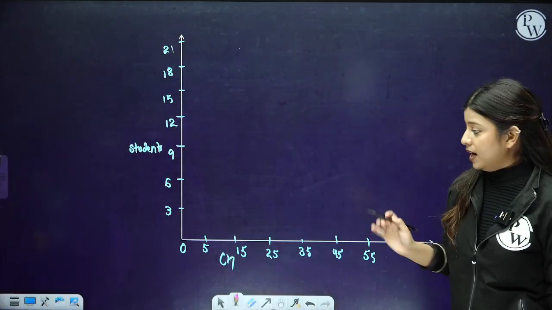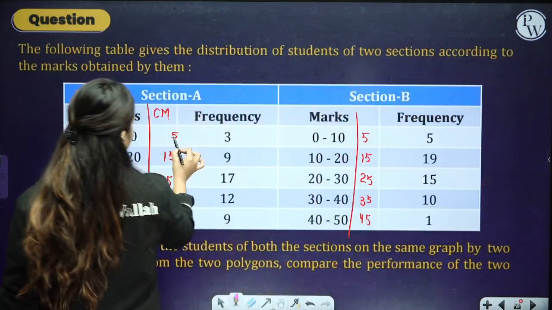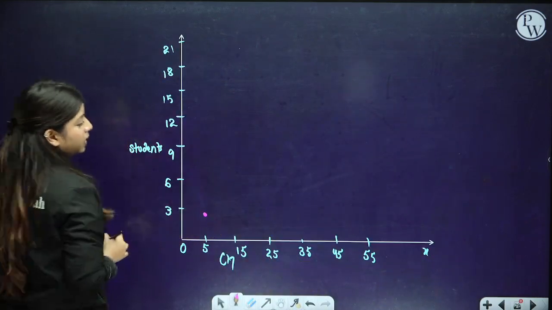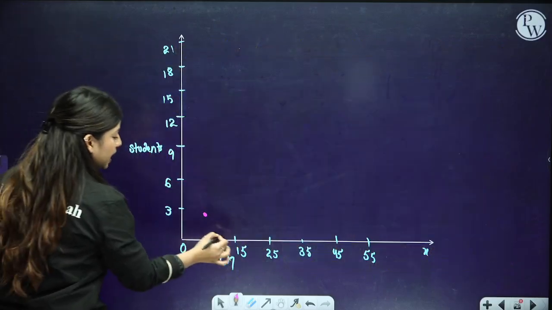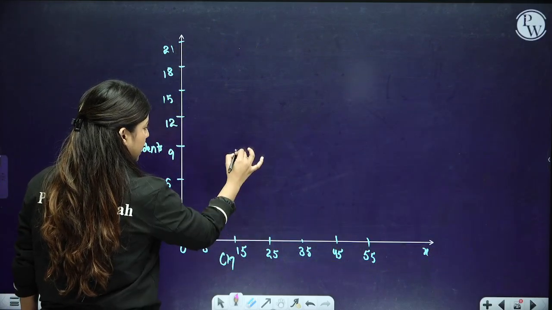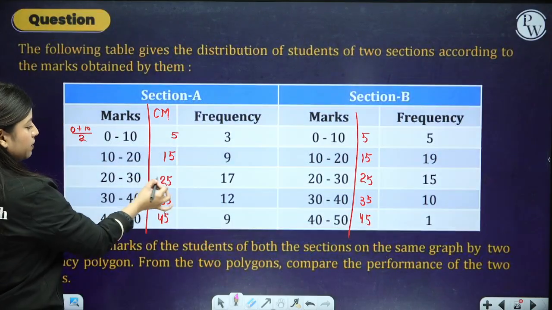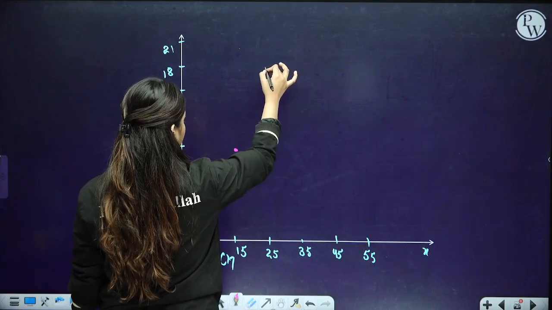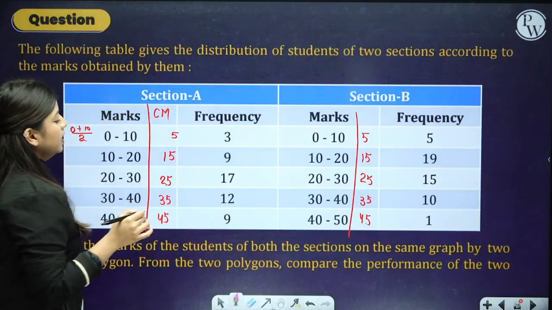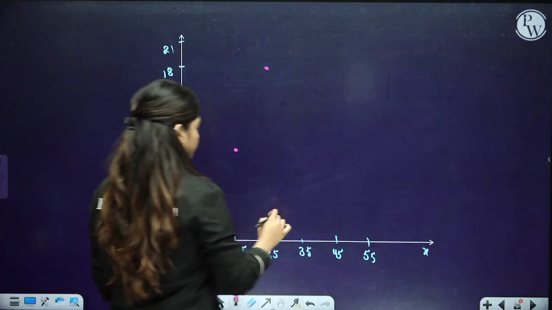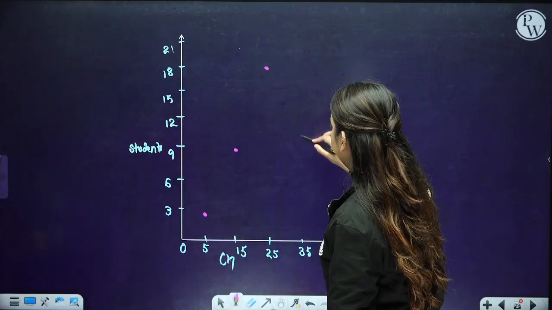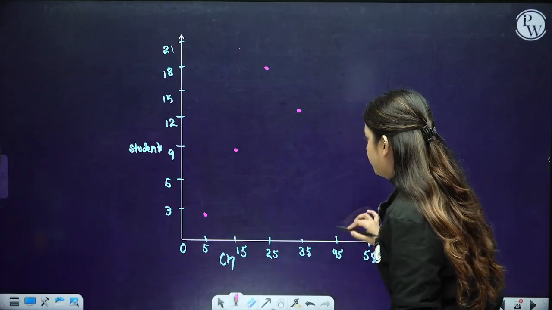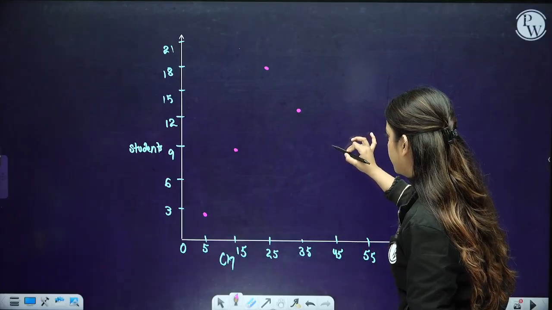Now let's make a frequency polygon. How do we make it? See, the very first is 5 and 3. So 5 and 3, let's make a dot. Then we have 15 and 9. 15 and 9, let's make a dot. Then we have 25 and 17. 25 and 17, somewhere below 18, let's make a dot. Then we have 35 as 12, and then we have 45 as 9.